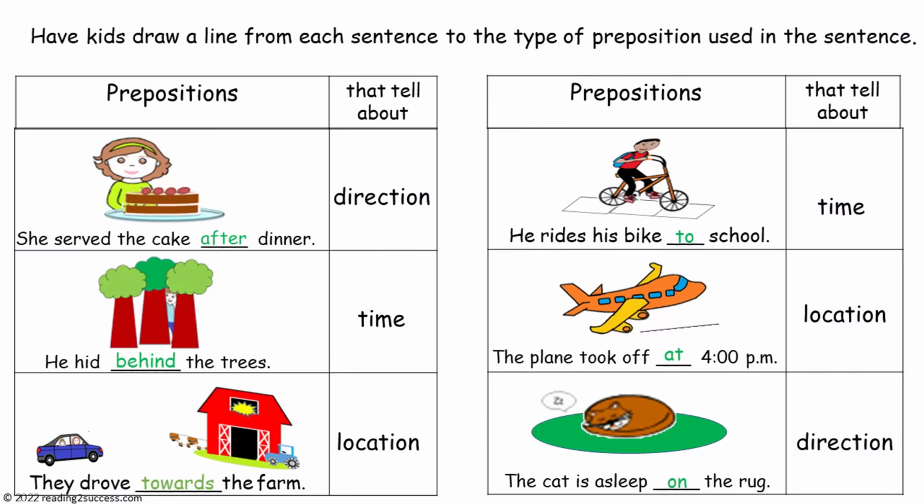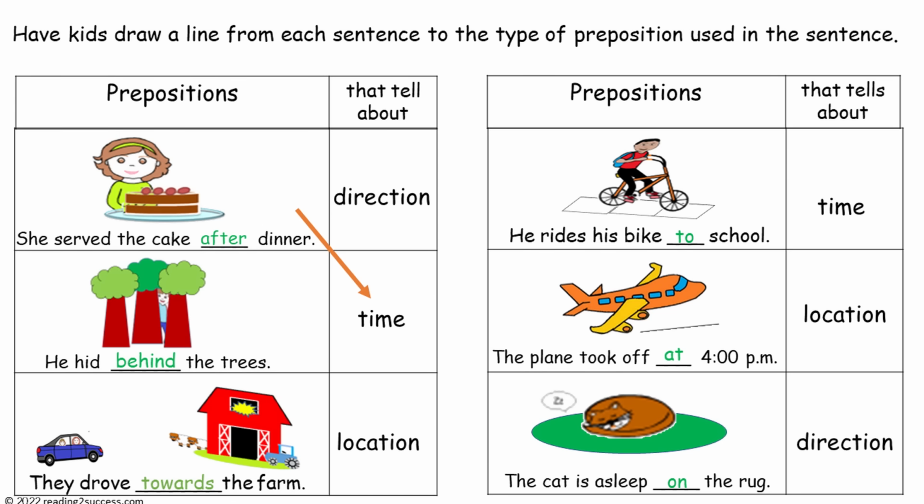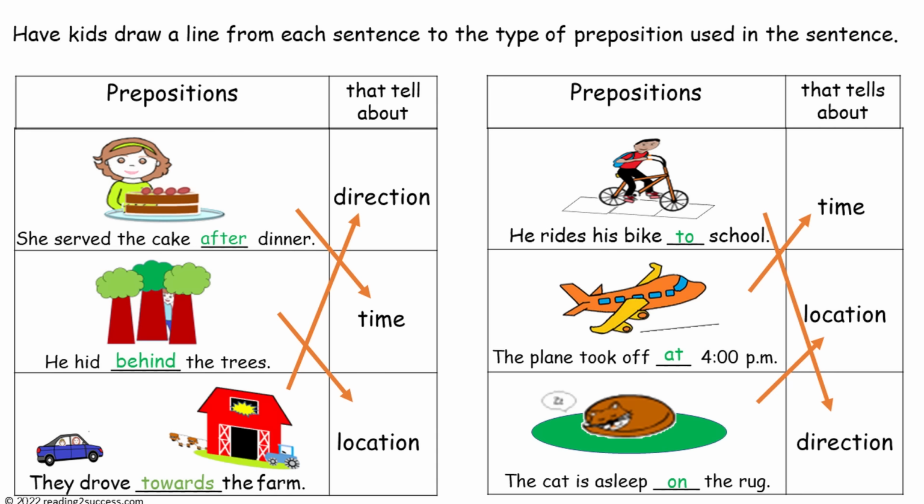Now have kids draw a line from each sentence to the type of preposition used in the sentence. Do the first one with kids. Read the sentence together. She served the cake after dinner. After is the preposition, and it tells about time. And this is the completed example.